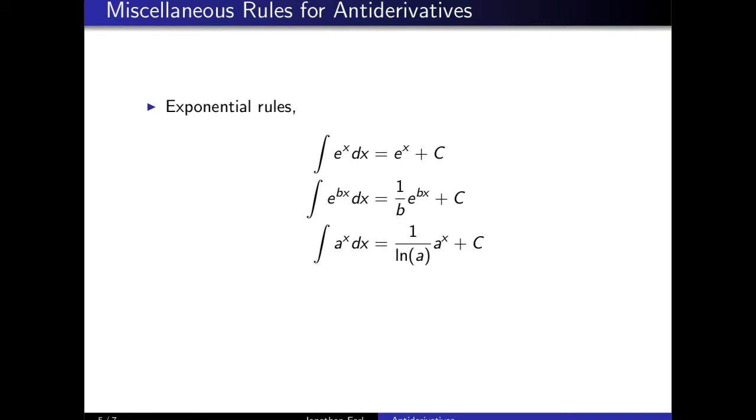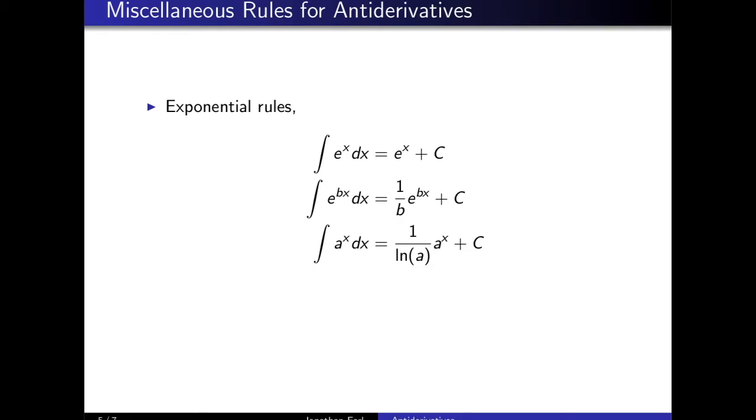Then we have a couple of special rules. The first two are fairly common. The third one's not really common at all, but I include it for completeness. If you want to find the antiderivative of e to the x, we said that e to the x is its own derivative, so the antiderivative of e to the x is also e to the x plus an arbitrary constant c. If you have e to the bx, we know that the derivative of e to the bx is b times e to the bx. So the antiderivative of e to the bx is 1 over b times e to the bx plus an arbitrary constant c.